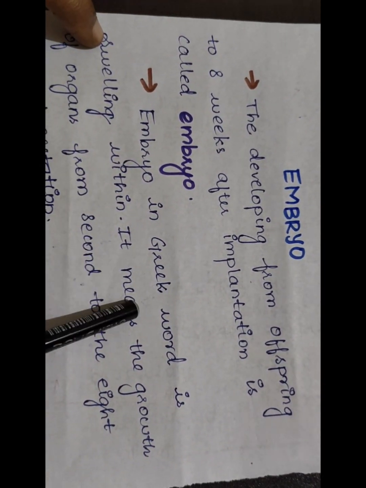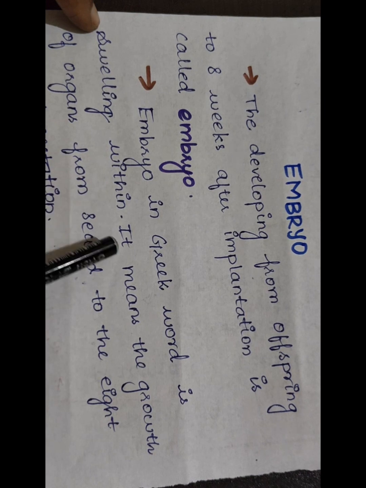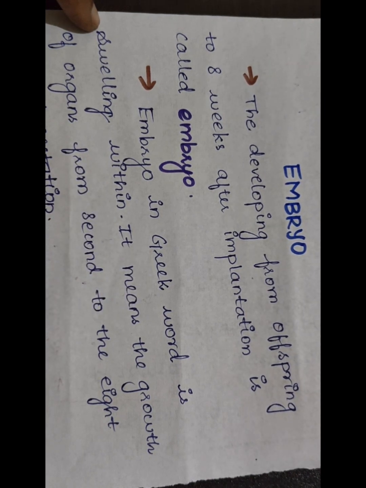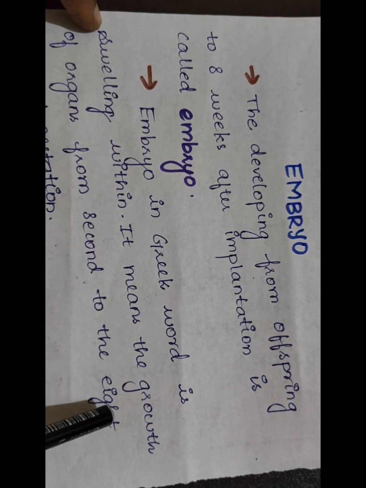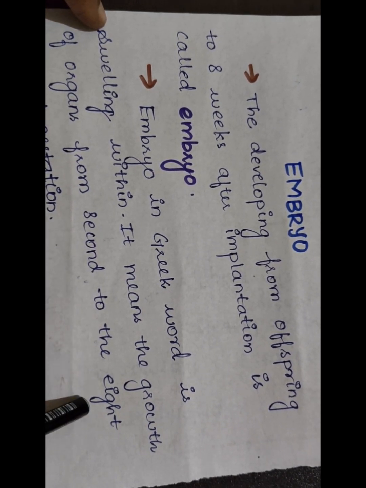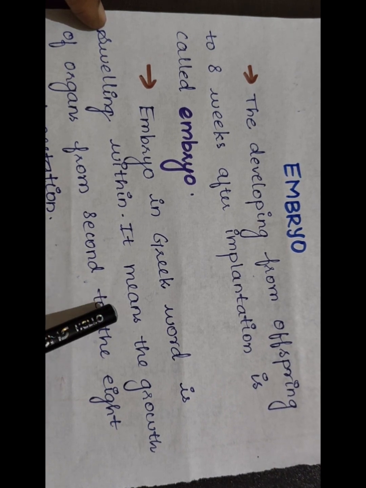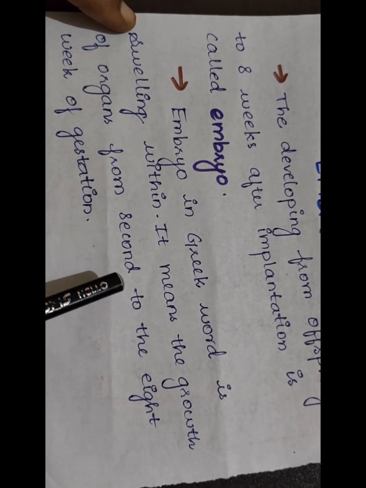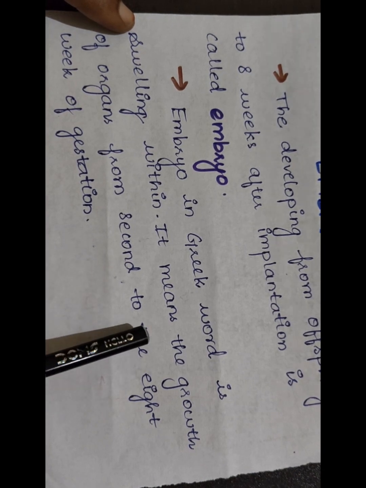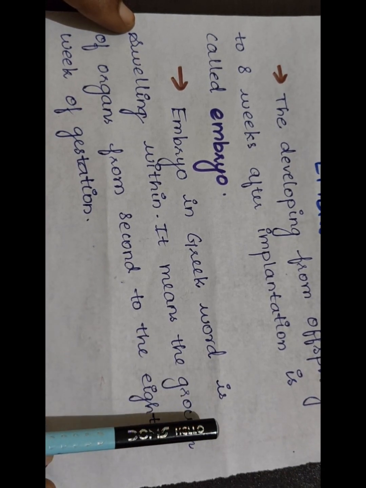The word embryo in Greek means swelling within, bulging inside. It means the growth of organs from the second to the 8th week of gestation. From the second week to the 8th week, the internal organ growth takes place inside the embryo. Later we can see what organs will be developed.